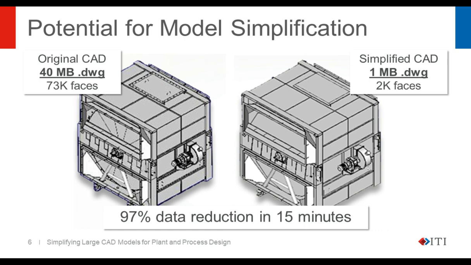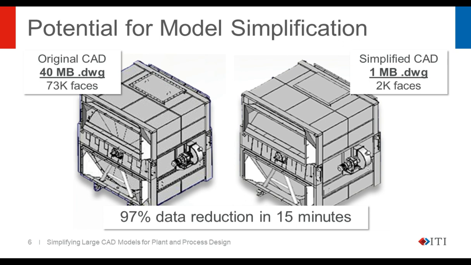That can be very quickly reduced to a 1 megabyte file with 2,000 faces. So 40 meg down to 1, 73,000 faces down to 2. This was a fully automatic process achieved in 15 minutes and a 97% data reduction. And as you can see, the model still looks the same. It's retained all of the key features for positioning with the layout and for clash detection.